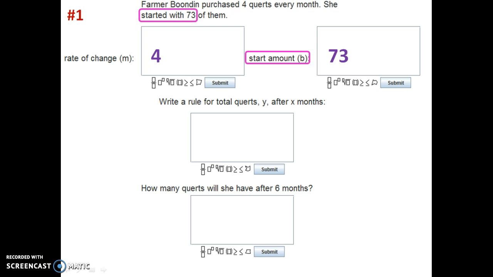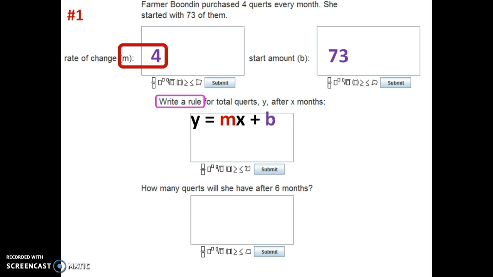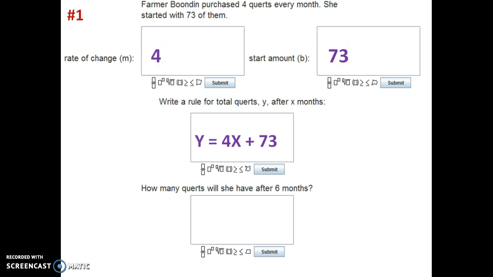We're going to write a rule for quarts y after x months. So remember, our rule is going to be in the form of y equals mx plus b. So here our m is 4 and our b is 73. So our equation is y equals 4x plus 73. How many quarts will she have after 6 months?